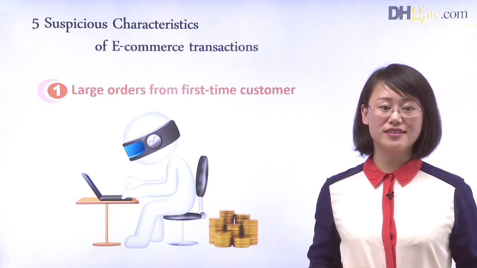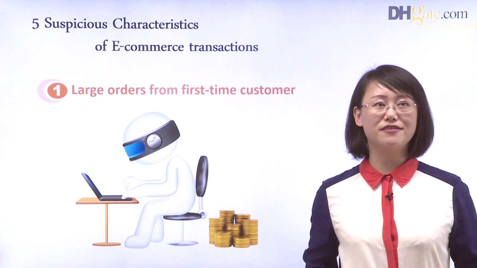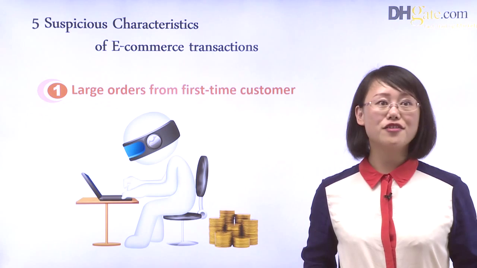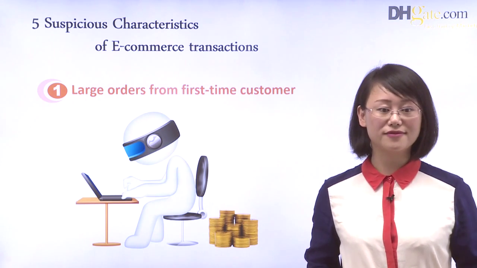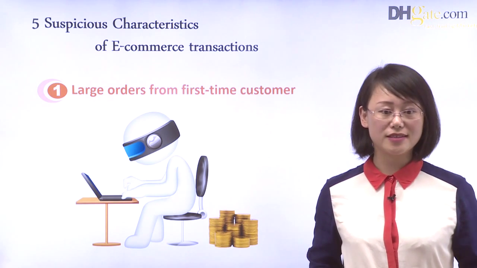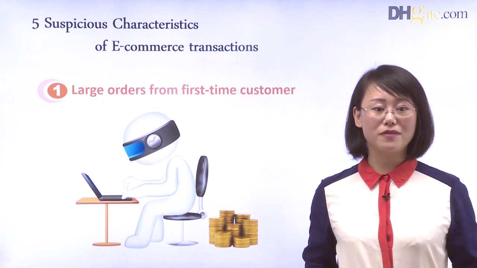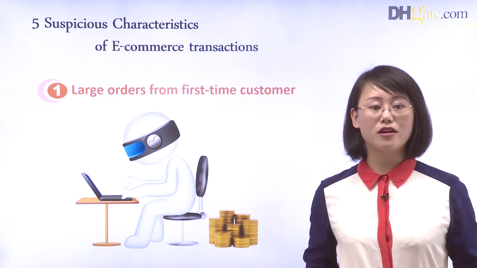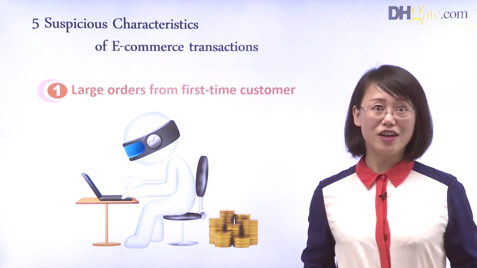To help you better understand what fraudulent transactions may look like, here I listed 5 suspicious characteristics of e-commerce transactions. The first one is large orders from first-time customers. Criminals are always looking for new victims, and they will try to maximize the profit from the stolen card. So, orders with larger than normal amounts placed by new customers should be examined closely.